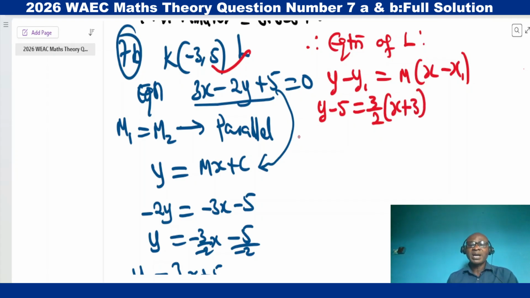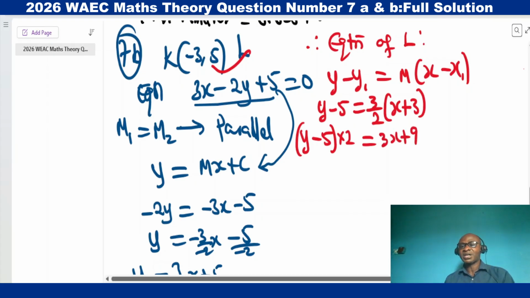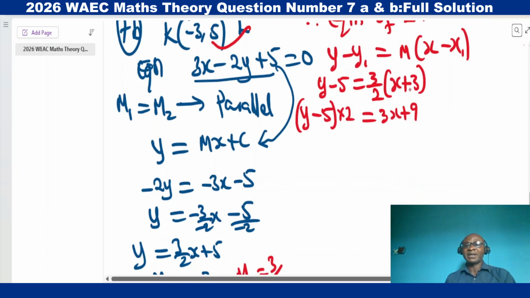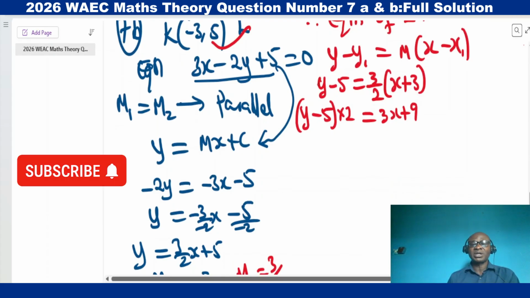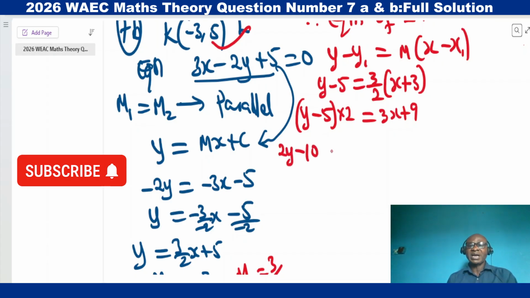Moving forward, I will have y minus 5, multiplied by 2, equal to 3x plus 9. That is, I open the bracket and use 3 to multiply the bracket here. It gave me 3x plus 9. And this 2 is cross multiplied to the left-hand side, multiplying this. So opening the bracket, I will get 2y minus 10 is equal to 3x plus 9.